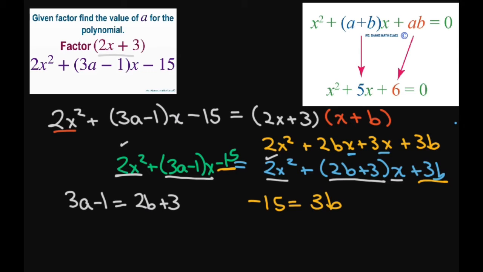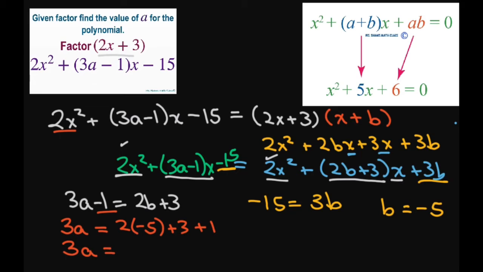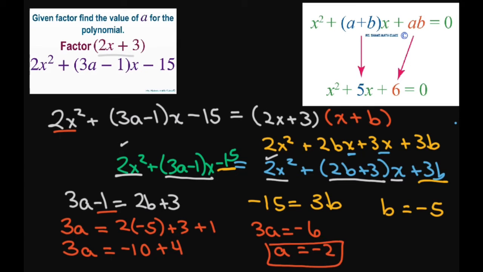So right away we can solve for b. B is going to equal negative 5. Since b is negative 5, all we have to do is substitute it back into our equation to get a. So we have 3a, I'm just going to move that 1 over, equals 2 times negative 5 plus 3. I'm going to add this 1 here. So this is going to give me 3a equals negative 10 plus 4. This is going to give me 3a equals negative 6. So a equals negative 2. So there's our a. That's called equating coefficients. You have to do a little bit of mental math to set this up, though.